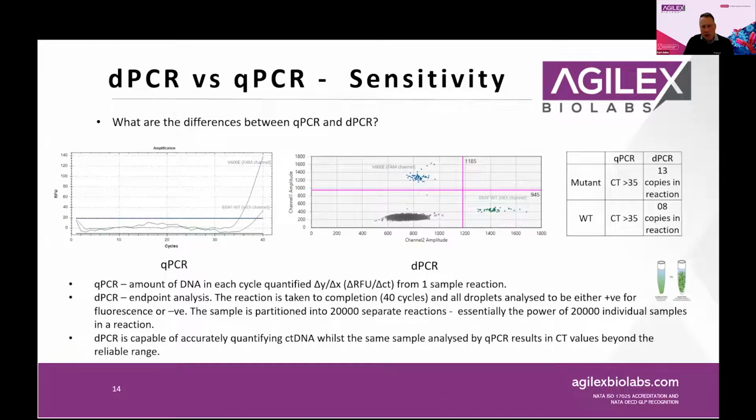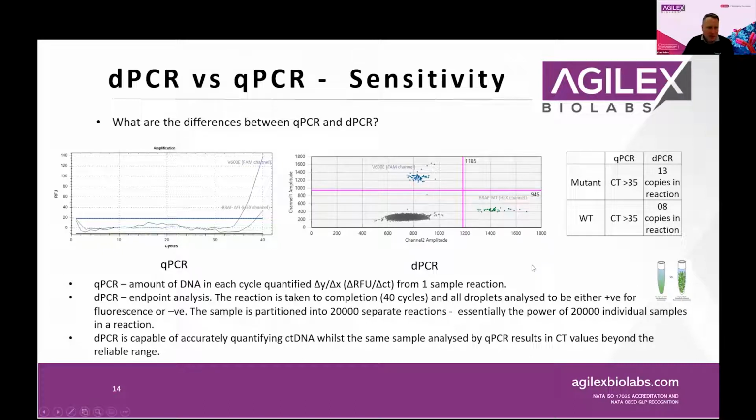Then we went on to evaluate the difference between the standard qPCR and the digital PCR setup. As I mentioned, the thermocycler is utilized for both. The amplification step is exactly the same. The main difference between qPCR and digital PCR is that in qPCR, you have one sample in a tube, whereas in digital PCR, you've partitioned the sample into 20,000 droplets, and each droplet essentially is equivalent to a tube. So you have the power of 20,000 versus the power of 1. So that's the first difference.